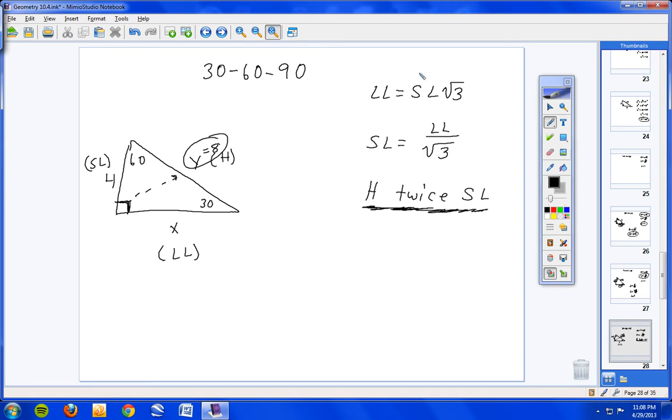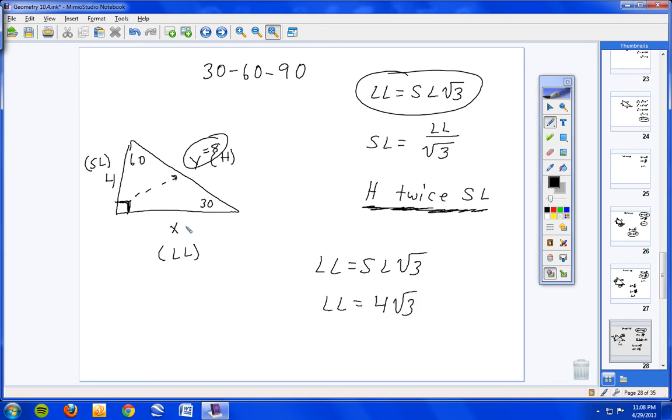Now the longer leg, here's our formula right here. Do you see it? Longer, I'm not sure why I put an S for longer. Longer leg equals shorter leg times the square root of 3. So longer leg equals shorter leg, which is 4, square root of 3. So x equals 4 square root of 3. Again, I'm going fast, just a quick review.